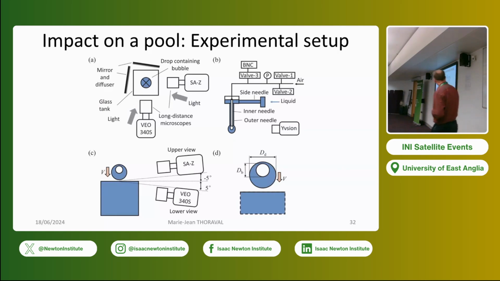So the experiments, I will start from the experiments. The experiments were done by master students, so it was quite a heavy experiment. We tried to combine two views. We tried to see the impact above the pool and also what's happening below the pool. So we need two high-speed cameras. The system to generate a droplet is quite difficult, to have a good control of the pressure pulse, and to have another third camera here to check that the bubble is actually in the drop.